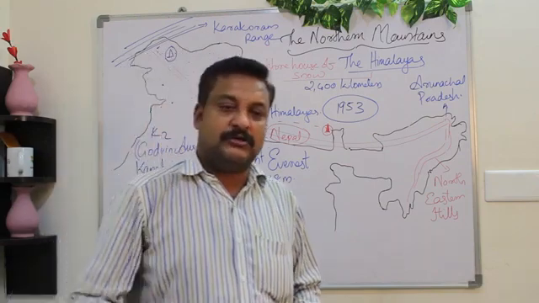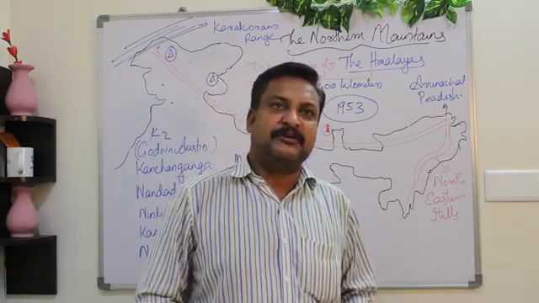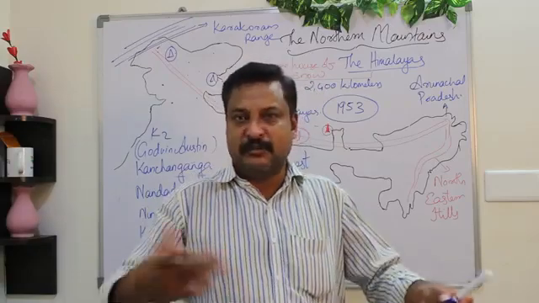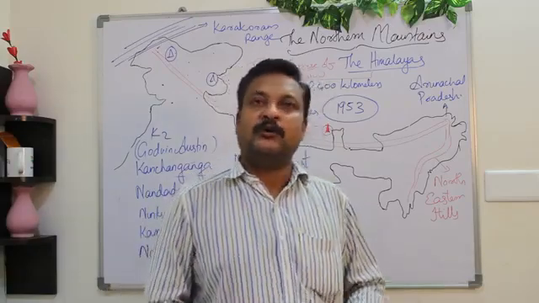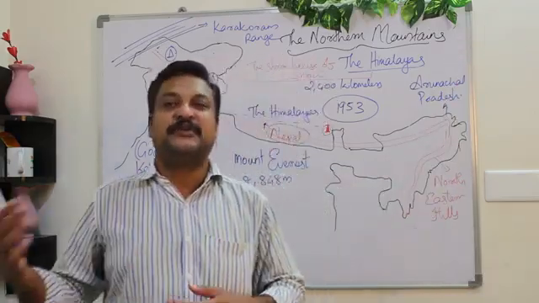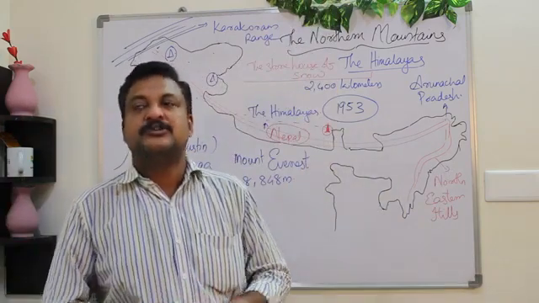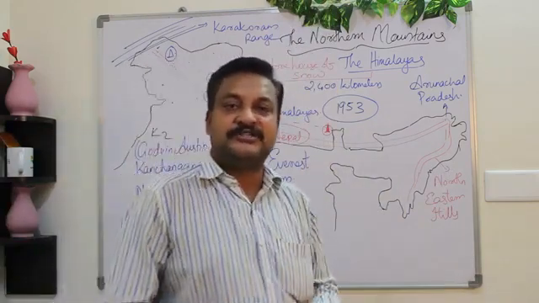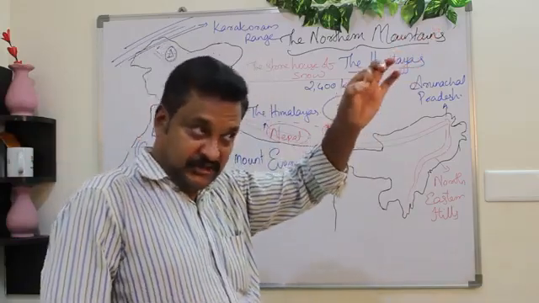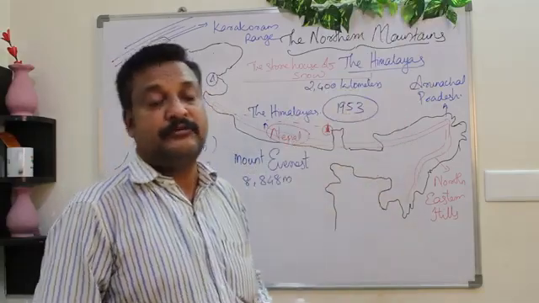Tenzing Norgay was a Sherpa. Sherpas are people who live in these mountains, so they know how to climb mountains and all. They will always assist the people who want to climb Mount Everest and other peaks. Both of them together reached the pinnacle, the topmost point of Mount Everest, in 1953.